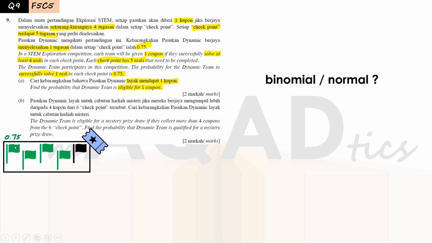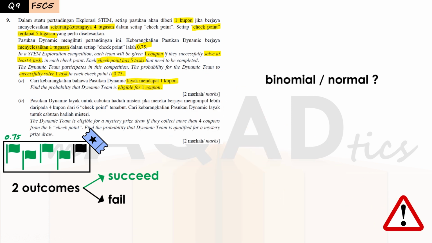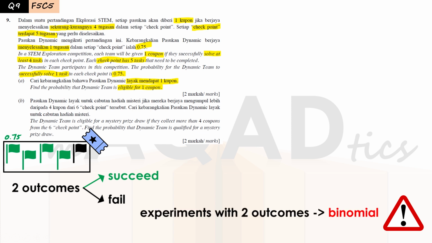For each individual task, there would be only 2 outcomes, right? Either you succeed or you fail. So recall the things we have learned in this chapter. For experiments which have only 2 outcomes, for example, heads or tails, all of these experiments will follow the binomial distribution. So this question uses the binomial distribution.